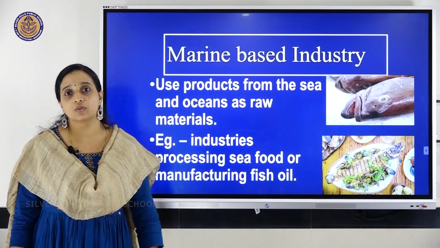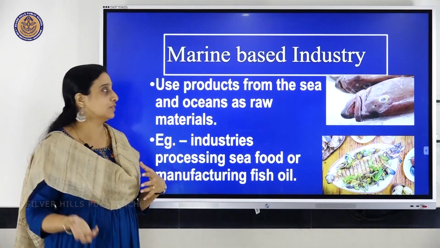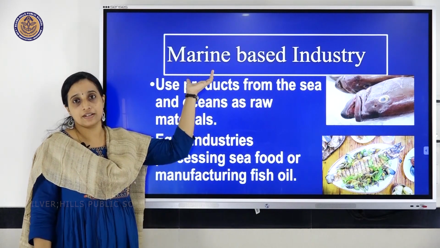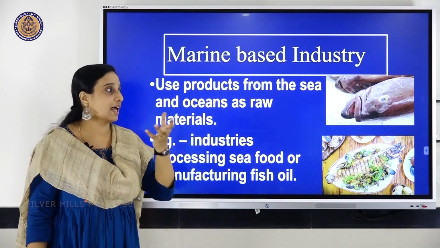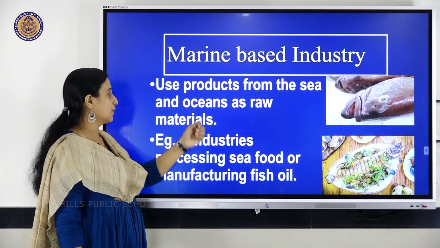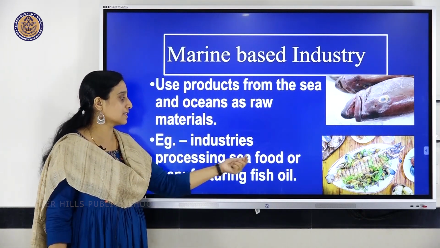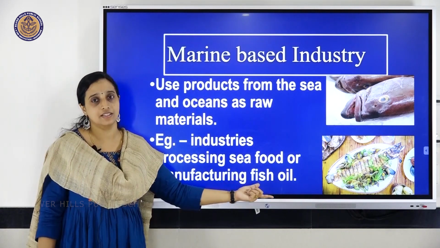Next we have the marine-based industries. Here the raw materials that we use are from the marine environment, the seas and oceans. We are collecting sea and ocean creatures as a raw material. The industry involves processing seafood or manufacturing sea oil.